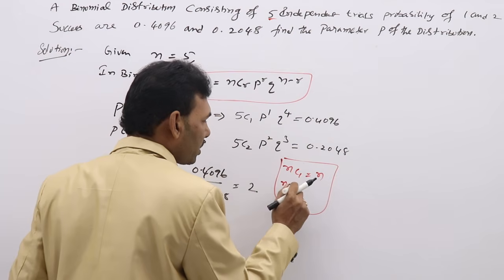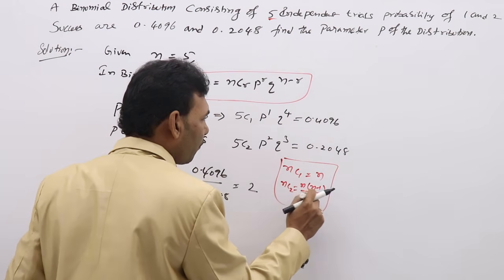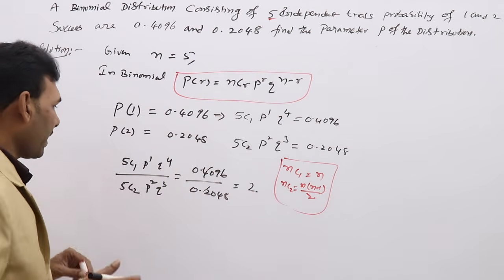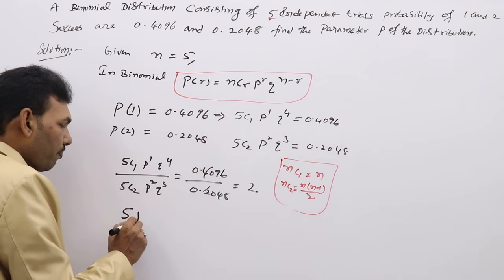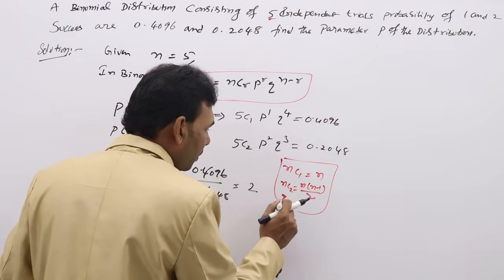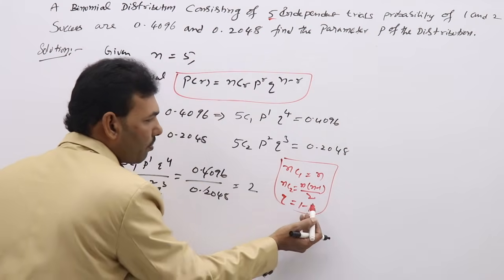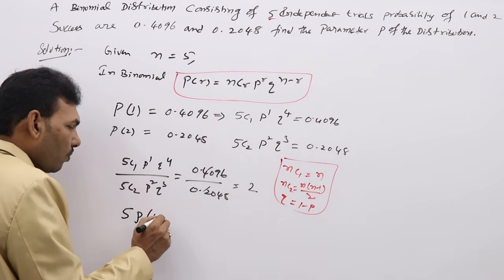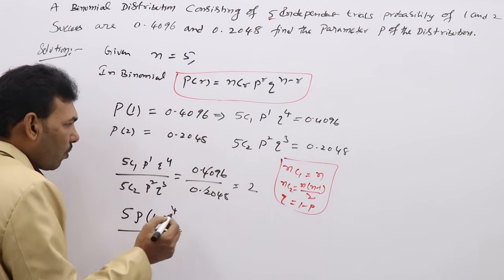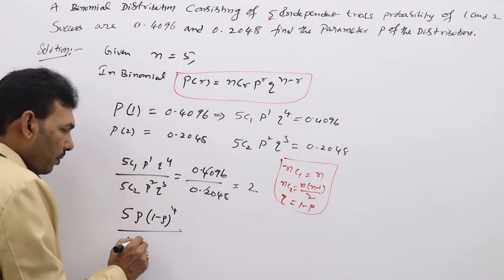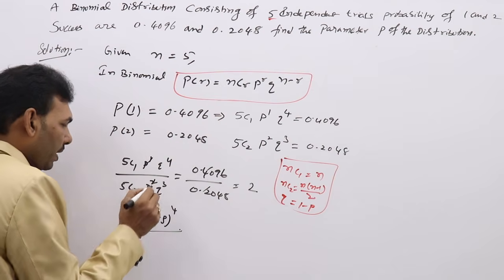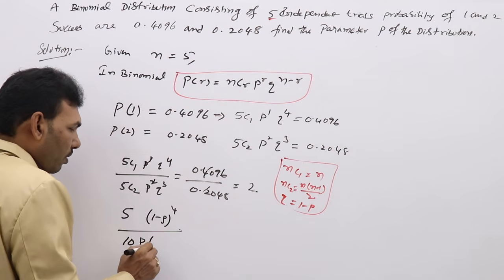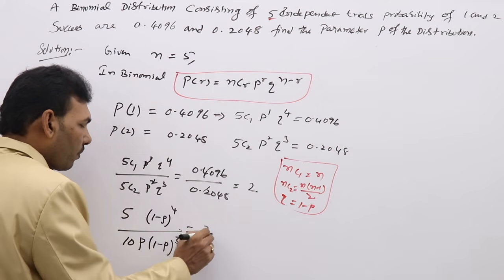Here you know nC1 is n. For nC2 you can use the formula n into n minus 1 by 2 factorial. 5 into 5 minus 1 by 2, you will get 5C2, which is 10. So 5C1 is 5. We all know that Q equals 1 minus P because P plus Q is 1 in binomial distribution. So in place of Q I am writing 1 minus P, whole power 4, by 10 into P into 1 minus P whole cube, equal to 2. Here you can cancel P.